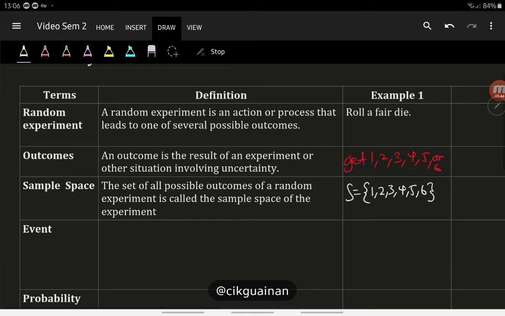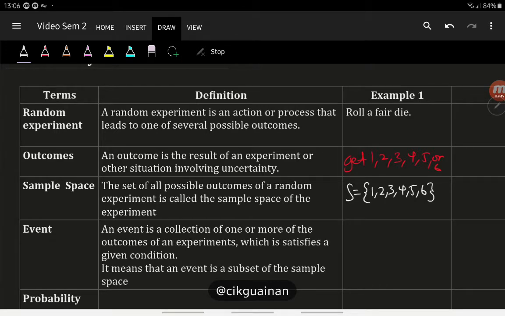Now let's continue with event. What is an event? An event is a collection of one or more of the outcomes of an experiment. The outcomes are everything, and a part of it that satisfies a given condition is what we call an event. So an event is a subset of the sample space.